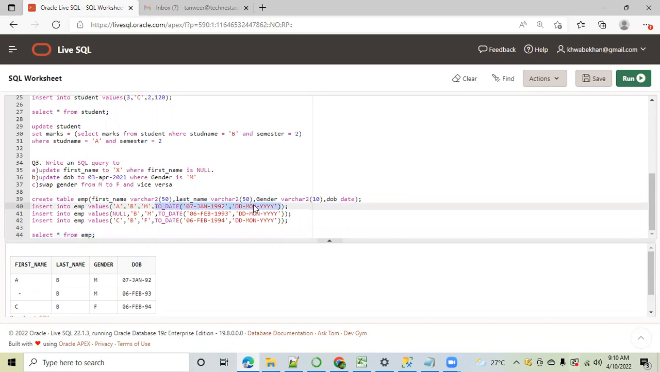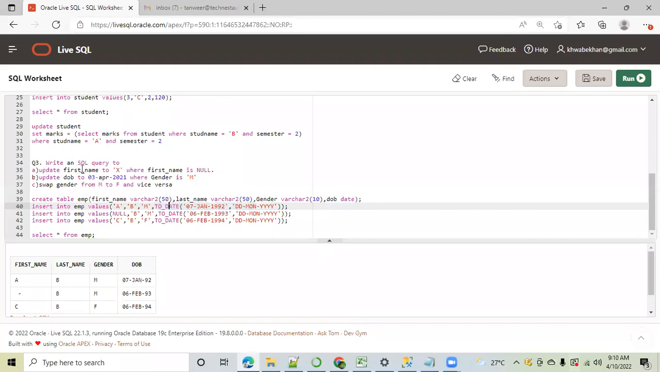DD means date, MON is month, so the month is January, and YYYY is 1992. So whenever you're inserting date values into a date column, you have to use this particular format. But if you're working on Microsoft SQL Server, there's no need to use this entire format, just write this one. It will take it. But in Oracle, you have to convert this. You have to tell the SQL engine that you're converting to date. So this is the data.